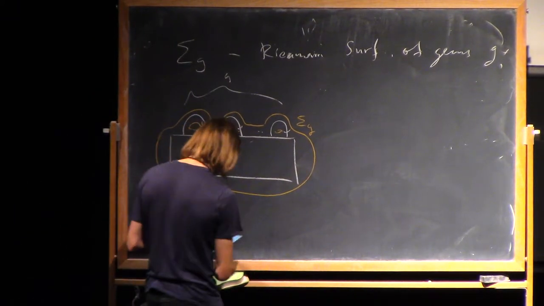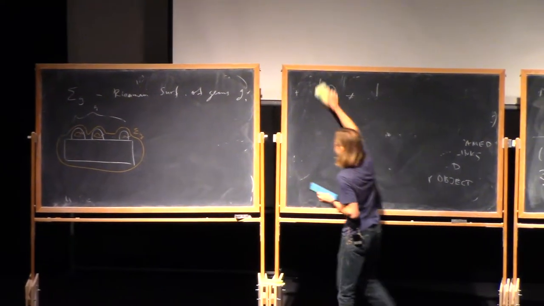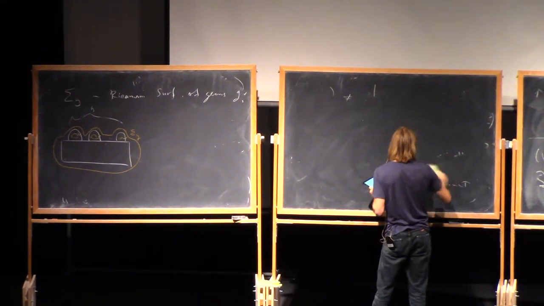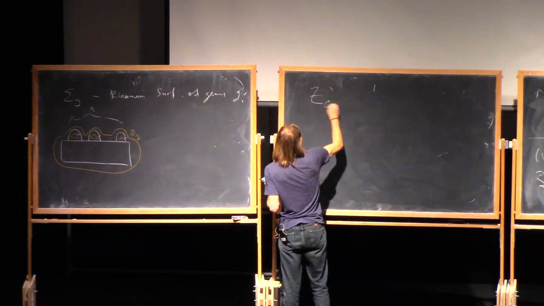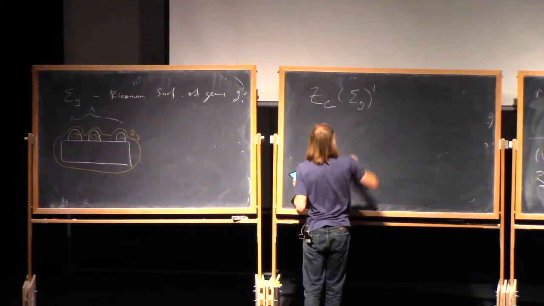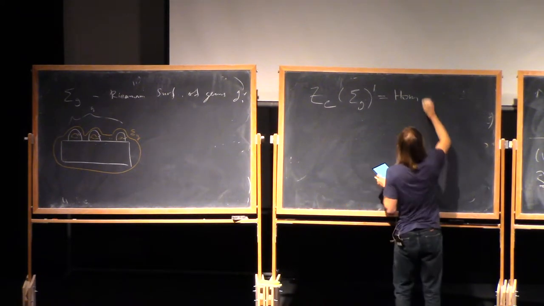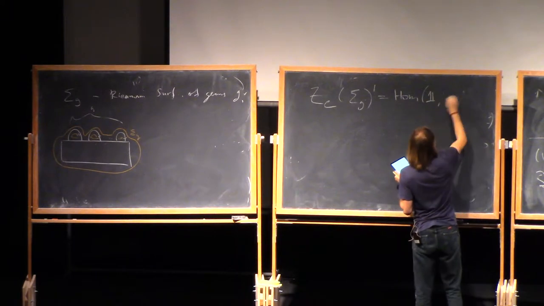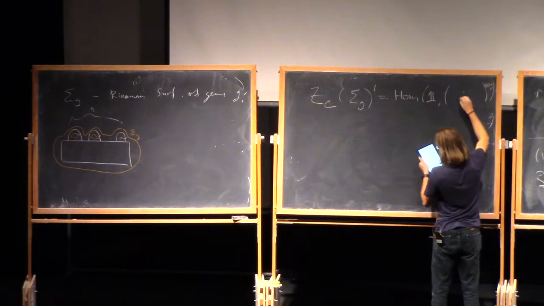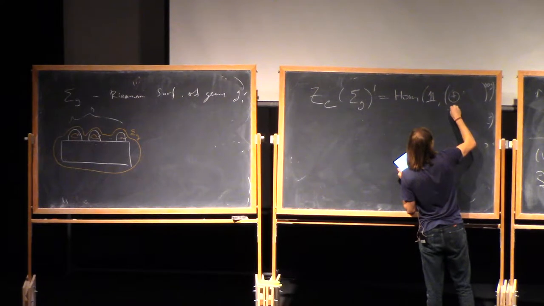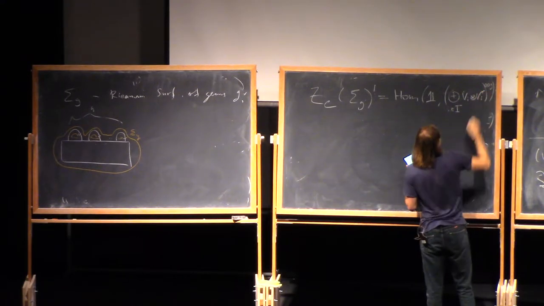First I need to say what the TQFT functor assigns to a Riemann surface of genus g. The statement is that the value on Sigma_g can be understood as the space of Homs from the identity object to a tensor product of g copies of the following sum, where I take a sum over simple objects of V_i tensor V_i star.